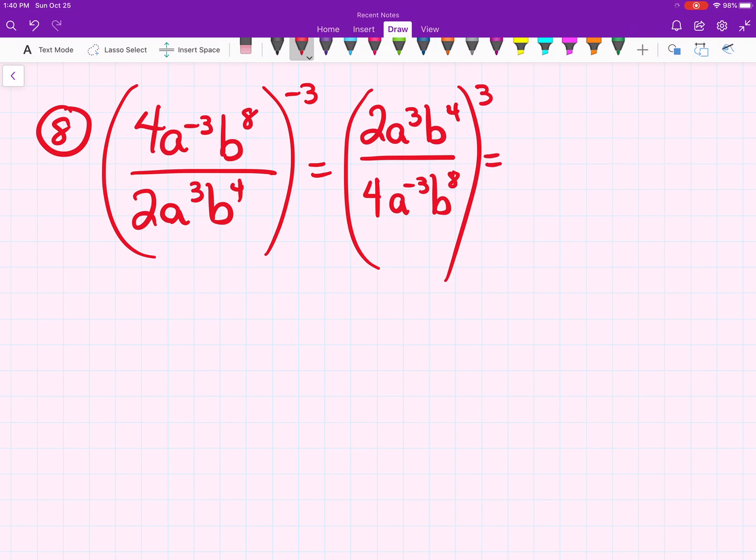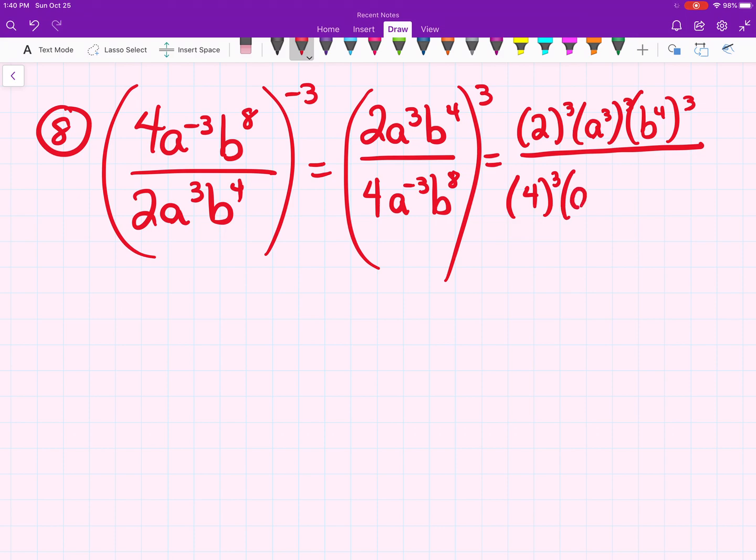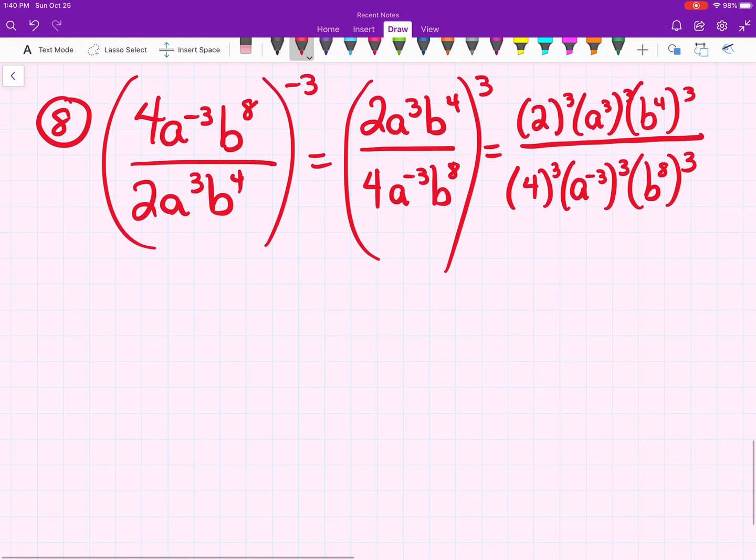The next thing, I'm going to raise everything to the 3rd power. So 2 to the 3rd, a to the 3rd to the 3rd, and b to the 4th to the 3rd, over 4 to the 3rd, a to the negative 3rd to the 3rd, b to the 8th to the 3rd. You could do this in a lot of different ways, and actually I did it 2 different ways. My answer key, I did it different than I'm doing it right now. Okay, let's deal with the numerator. 2 to the 3rd is 8. a to the 3rd raised to the 3rd is going to be a to the 9th. b to the 4th raised to the 3rd is b to the 12th, because power to a power we multiply, right?